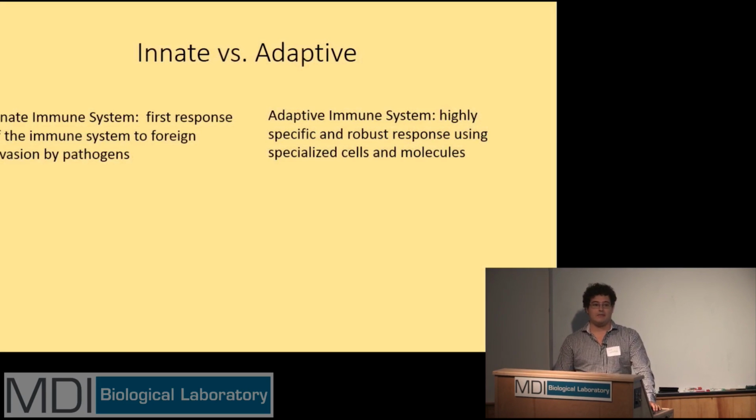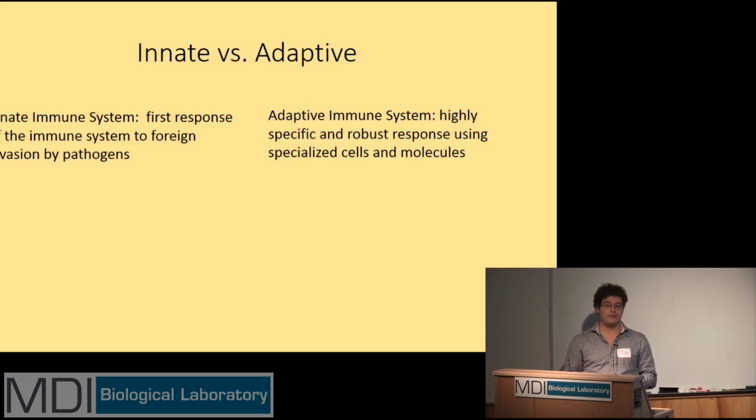So we have the innate and the adaptive immune system. And just a very quick overview of both. The innate immune system is the first response to an infection by a foreign pathogen. The adaptive immune system is a little bit different because it can tailor the molecules and cells that it uses so it can be specific to that foreign invasion.